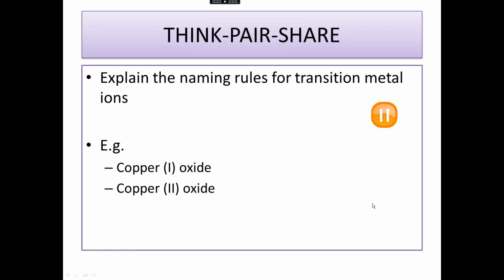Okay, can you define the naming rules for transition metal ions? Can you put it into words for yourself? What is the rule for naming the ion? Pause the video and say it out loud, or think it to yourself, or tell somebody if there's somebody in the room. You don't have to write it down right now because it will be part of the written task later. But can you put it into words for yourself, verbally or in your mind? What is the naming rule for transition metal ions? Pause the video now.